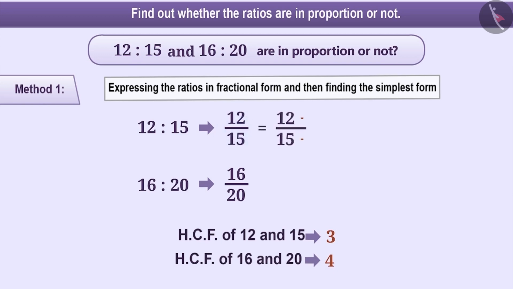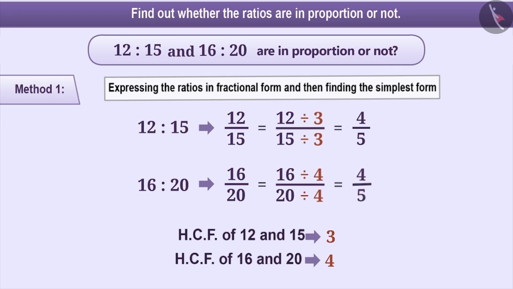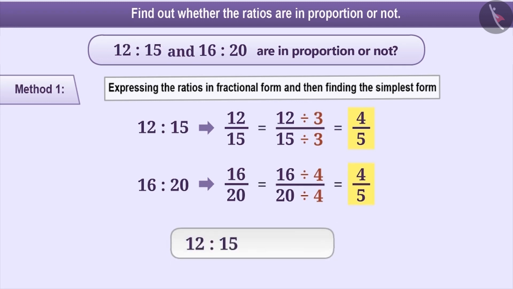Dividing the numerator and denominator of 12 by 15 by 3, we get the simplest form of this fraction, that is 4 by 5. Similarly, dividing the numerator and denominator of 16 by 20 by 4, we get 4 by 5. Since the simplest forms of both fractions are equal, we can say that 12 is to 15 is equal to 16 is to 20. That means these two ratios are in proportion.